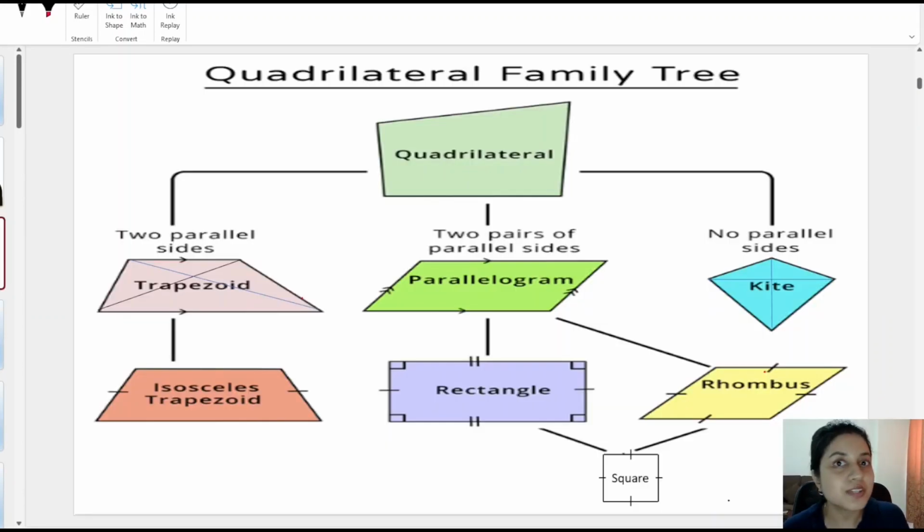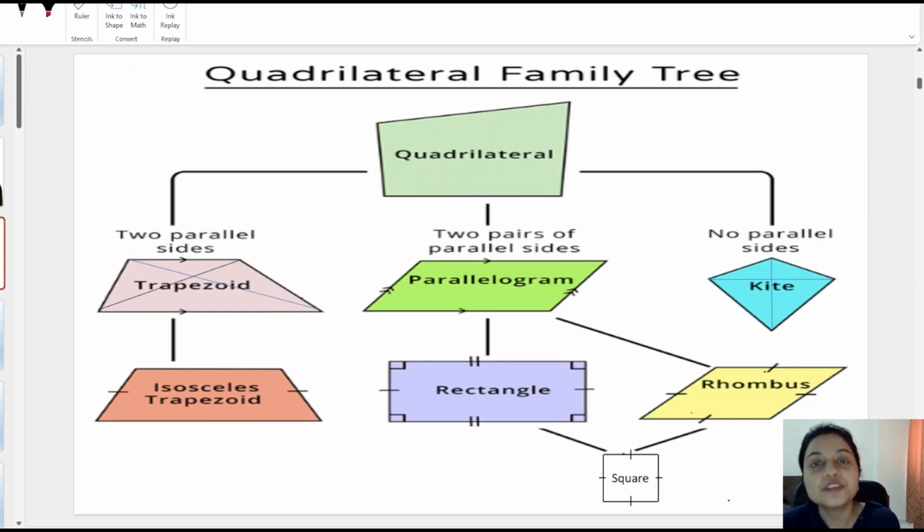So as we have discussed, whatever property is applicable for the head of the family, other family members will also follow the same property. That means the angle sum property, which says the sum of the interior angles of a quadrilateral is equal to 360 degrees, will be valid and applicable for the other members of the family, which we can see on the screen.